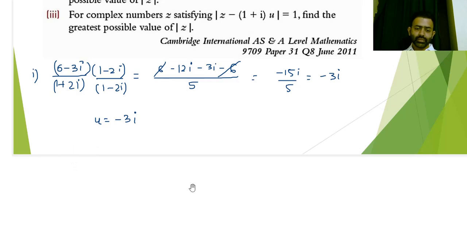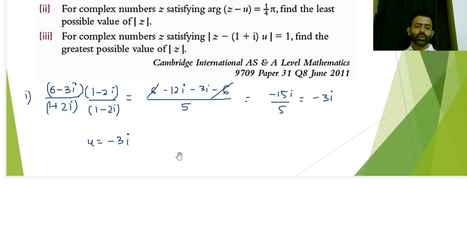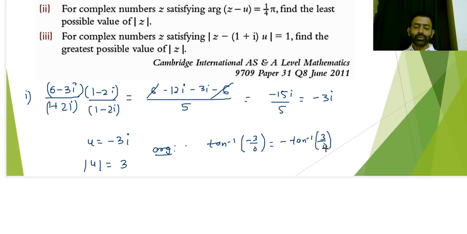So the first thing is this. It says that showing all your working, we have to find the modulus of u. So modulus of u is just the magnitude of the imaginary part, which is 3, and argument is tan inverse of minus 3 by, what is the real part? Real part is 0. So minus 3 by 0. So it is minus tan inverse 3 by 0 using the properties of inverse function.